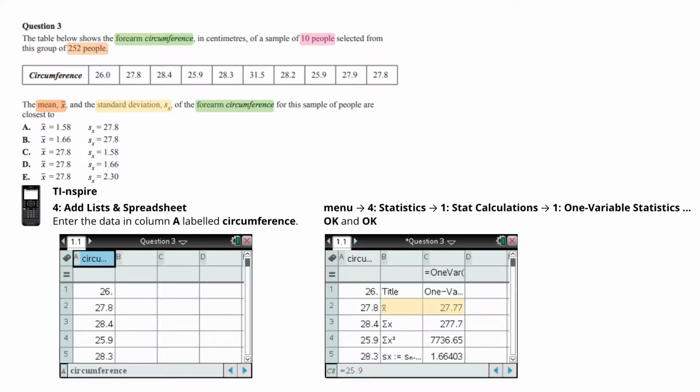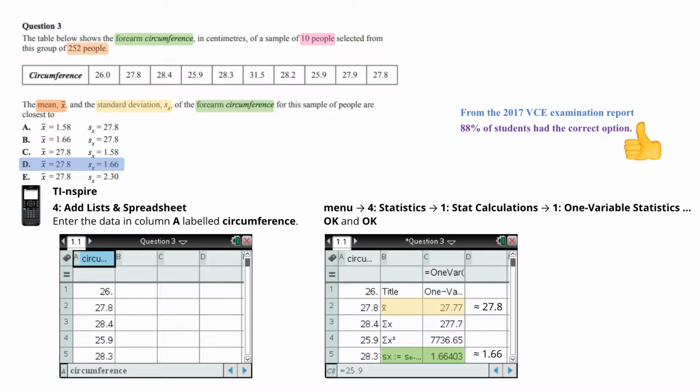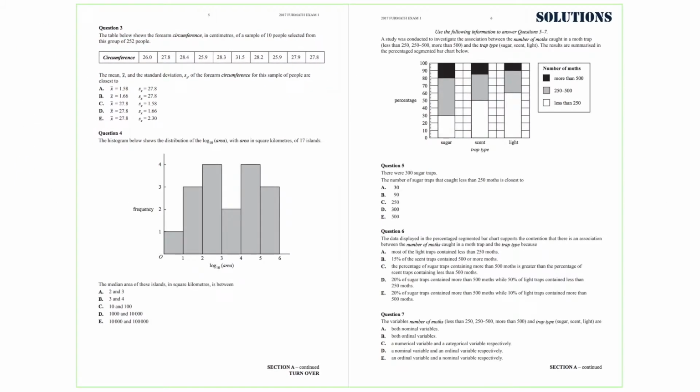So the mean x bar equals 27.8, correct to 1 decimal place, and the standard deviation Sx equals 1.66, correct to 2 decimal places. So the answer we are after is option D. From the 2017 VCAA examination report, 88% of students had the correct option. So this question was answered quite well.